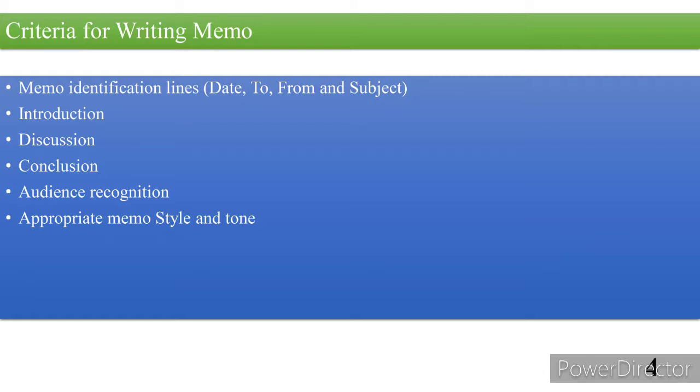You cannot write directive correspondence to a supervisor mandating action on their part. It might seem obvious that you can write directives to subordinates, but you should not use a dictatorial tone. Though the subordinates are under your authority, they must still be treated with respect. So you will determine the tone of your memo by deciding if you are writing vertically, meaning up to management or down to subordinates, or laterally, like to co-workers. So it is very important.